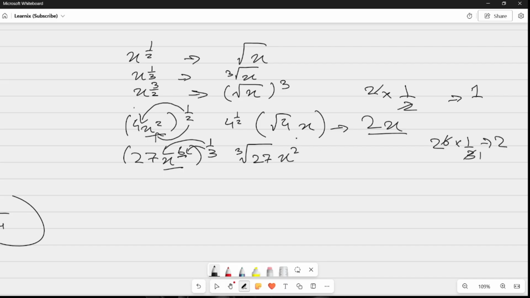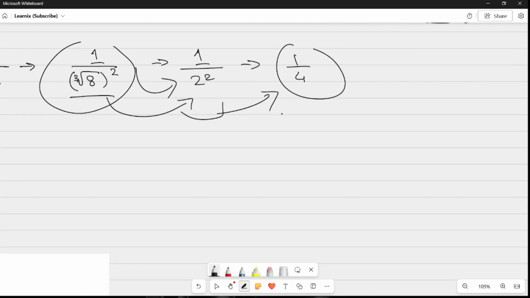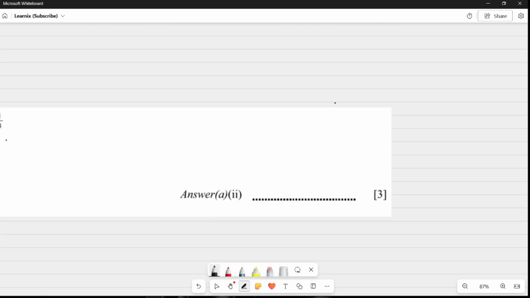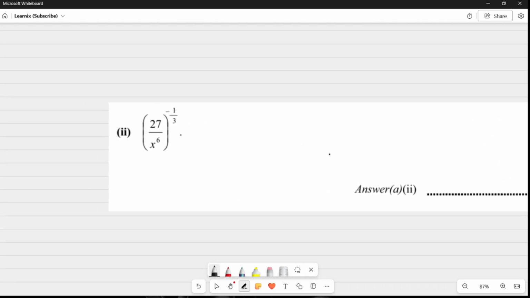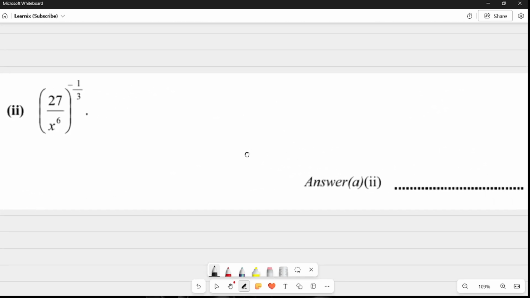So x squared. So what is the cube root of 27? Cube root of 27 is 3. So our final answer is going to be 3x squared. All right, deal with the numbers first, the x later. Let's do them separately, okay? Now let's go to some exam questions. These are slightly more complicated, but always remember, do not panic.